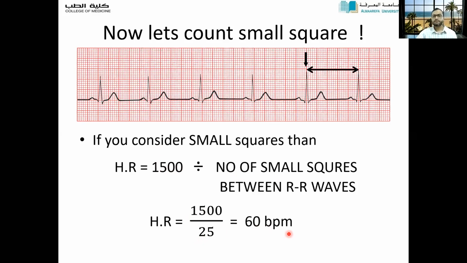But the question comes, when will you select the big squares and when will you go for counting the small squares? You see, what was the first step? The first step was to pick the R wave which falls on the darker line and count the distance to the next R wave. If the next R wave is falling on the darker line, luckily, then you count the larger squares. But if the second R wave is falling somewhere in between, not on the darker line, then it is better to select the small squares. This is the criterion for counting the larger squares or smaller squares.